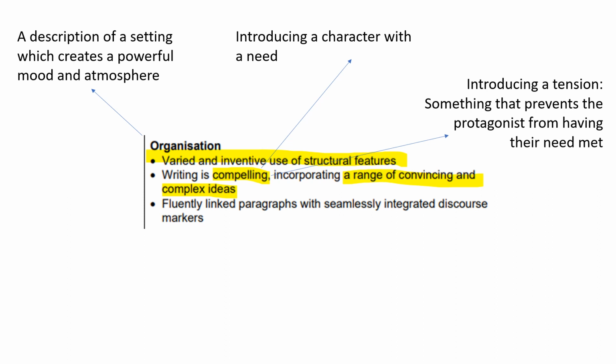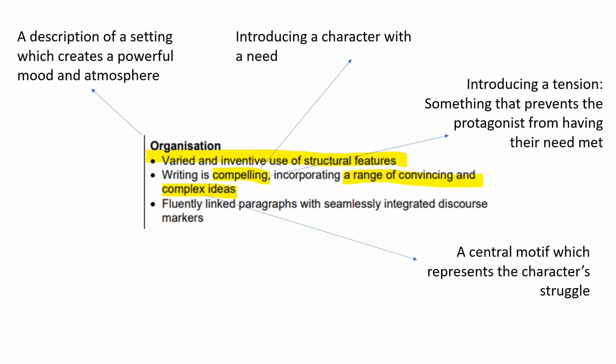Once we've introduced a setting and created an atmosphere, once we've introduced a character with a need, we can introduce some tension. Something happens which is going to prevent our protagonist from having their need met. It's going to present a challenge to them in some way. This is a compelling use of structure.